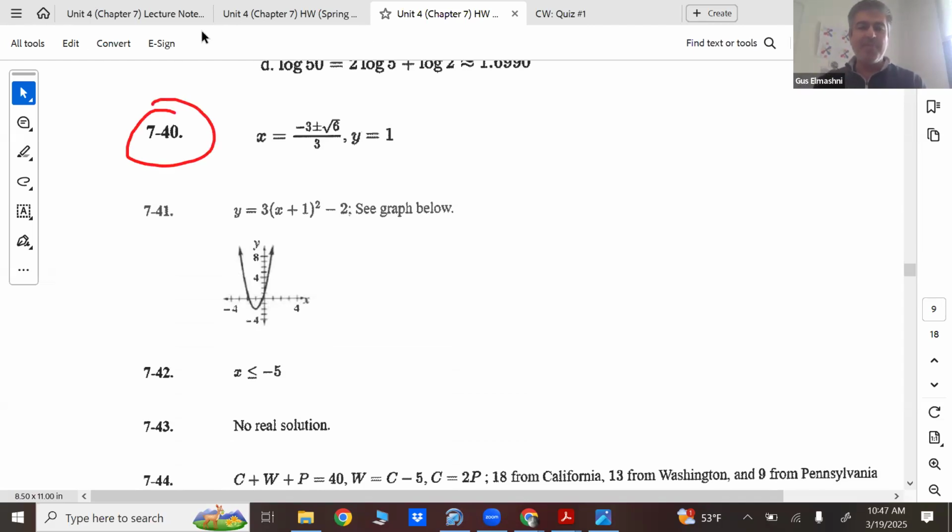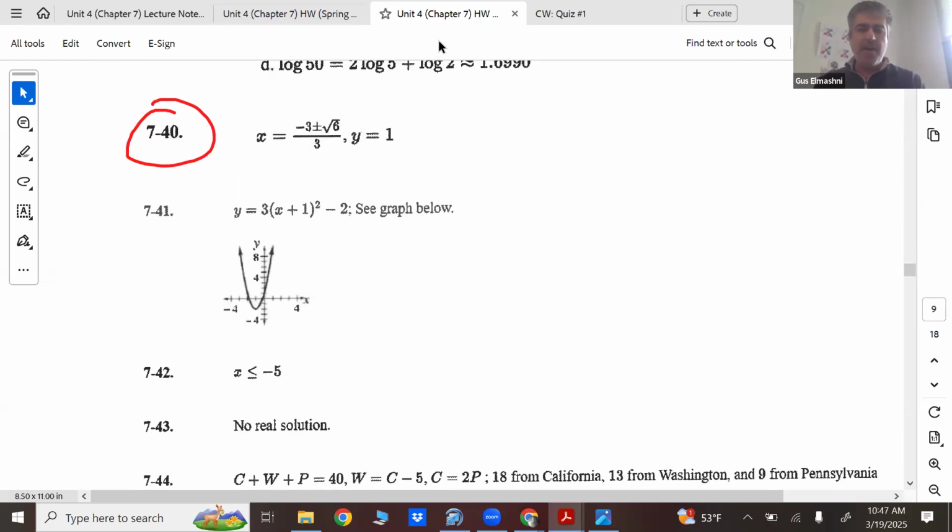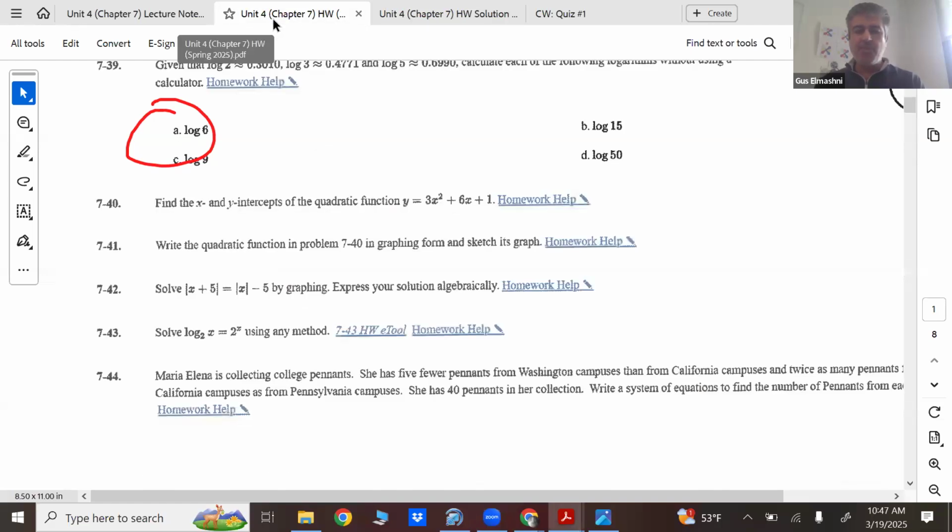All right, 740. That should be pretty easy. Just plug in 0 for x, y is 1. Not hard. However, for the x-intercept, you have to use quad form or complete the square. You guys okay with how to use quad form? Okay, not hard. Again, just old stuff.